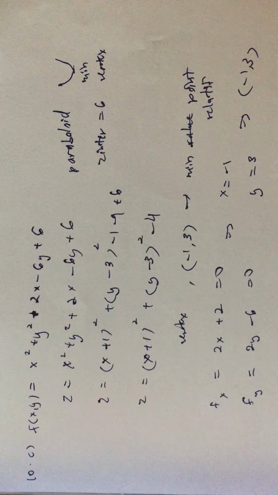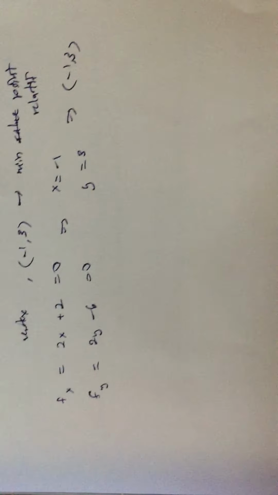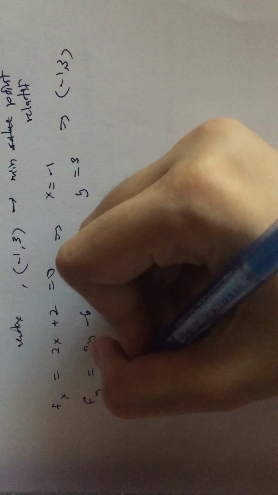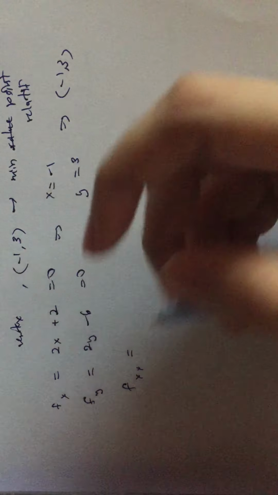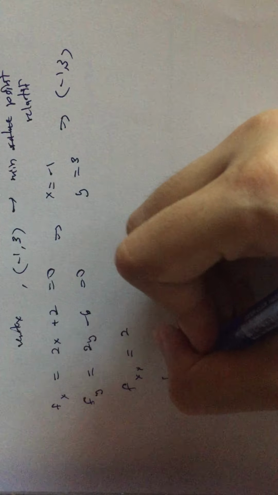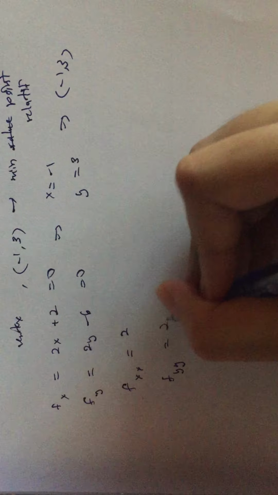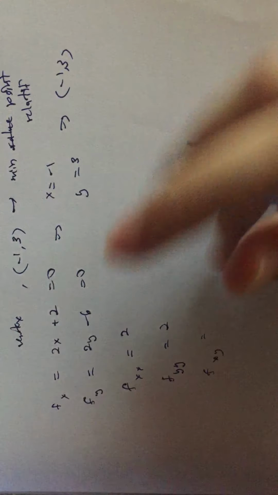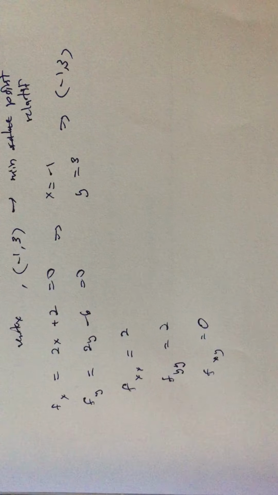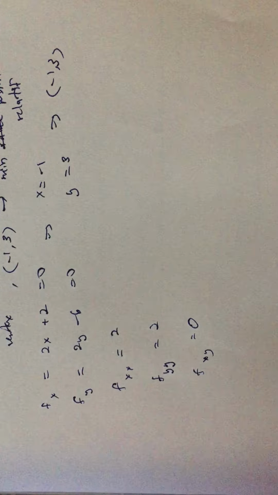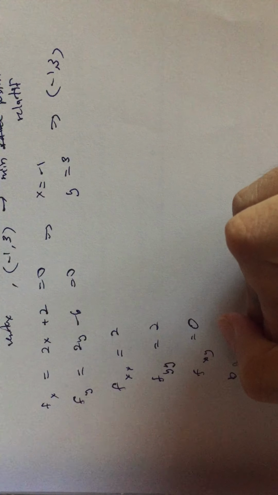Okay. Now, we need to calculate the second derivative. So, the second derivative, we start with fxx. So, differentiate this one with respect to x, we have 2. And then fyy. So, differentiate yang ni pula with respect to y, we get 2. And then fxy, differentiate yang ni with respect to y, we get 0. And then, we can calculate d.